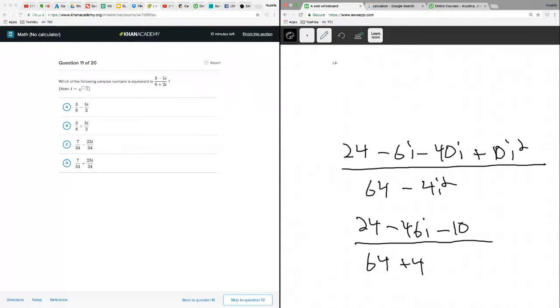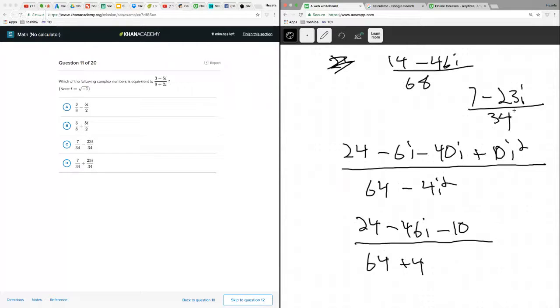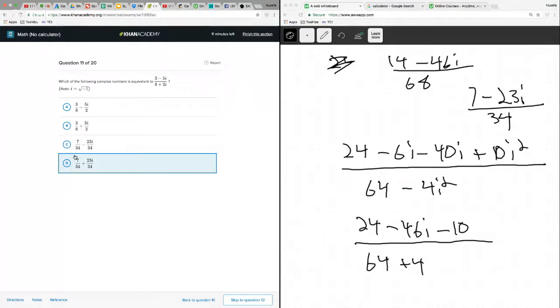So we got 68. So we got 24. Oh, sorry, not 24. 14, because it's 24 minus 10. 14 minus 46i over 68. And we're going to divide everything by 2. And we got 7 minus 23i over 34, which is the same thing as D. They just split it up into 2 fractions, which you can always do with a denominator.